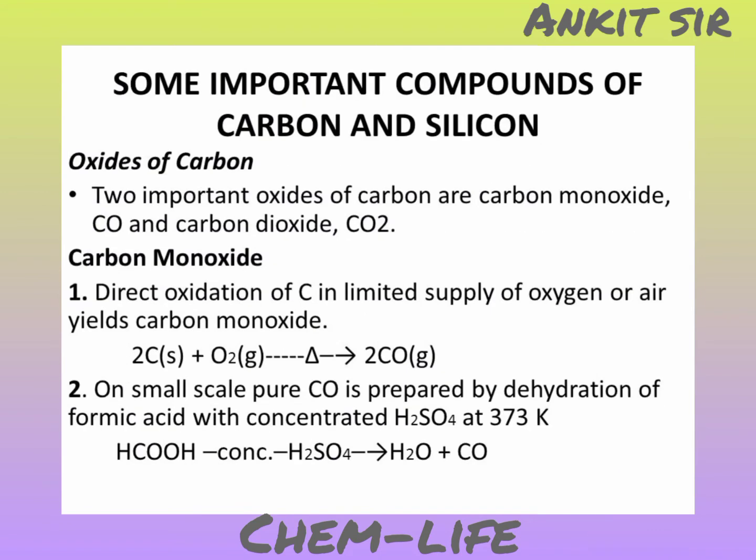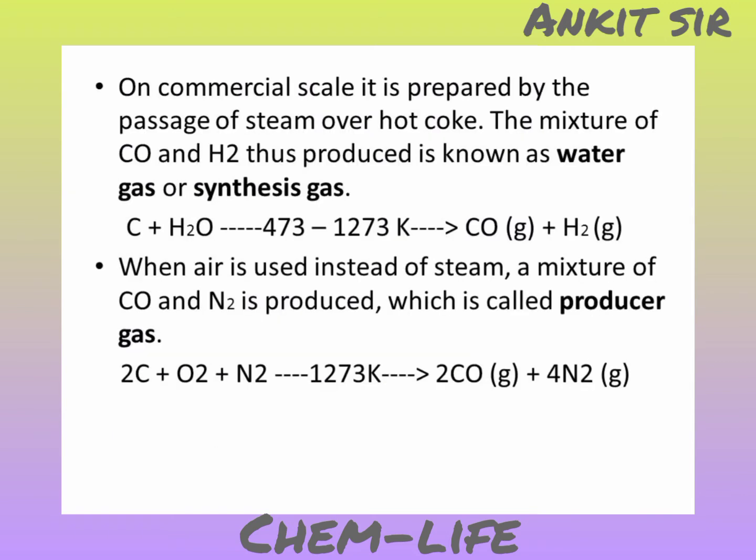Some important compounds of carbon and silicon. Oxides of carbon: there are two, monoxide and dioxide. Carbon monoxide: direct oxidation of carbon in a limited supply of oxygen or air yields carbon monoxide. 2C plus O2 gives 2CO. On a small scale, pure carbon monoxide is prepared by dehydration of formic acid. HCOOH plus conc. H2SO4 at 373 Kelvin, or 100 degrees Celsius, gives H2O plus carbon monoxide.